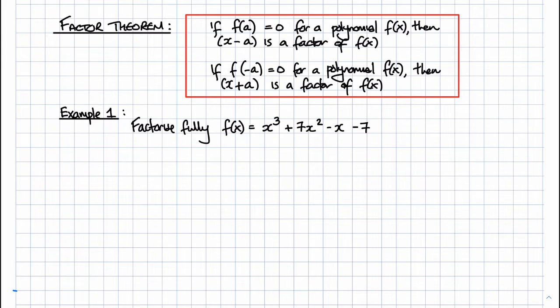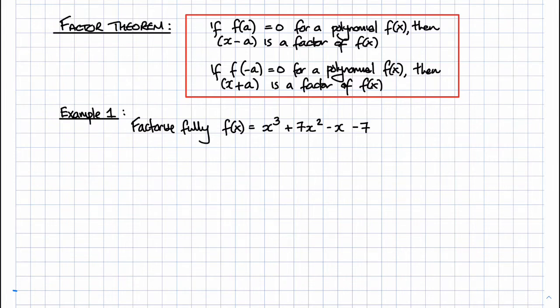Example number 1 says factorize fully f of x equals x cubed plus 7x squared minus x minus 7. So this is a cubic polynomial. It's also known as a polynomial of degree 3 because the highest power in this polynomial is 3. And we wish to factorize this cubic polynomial.